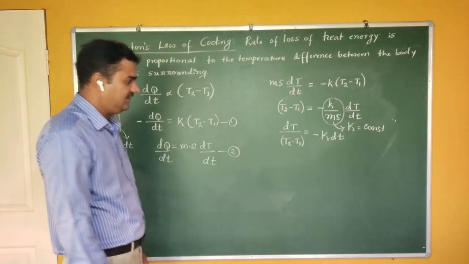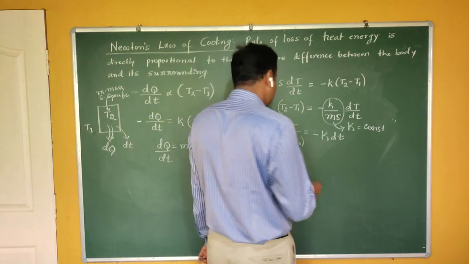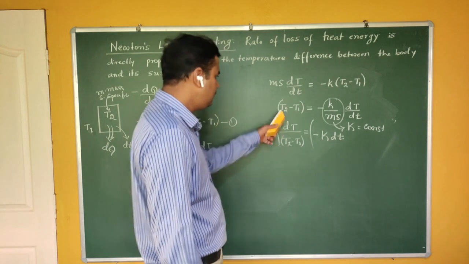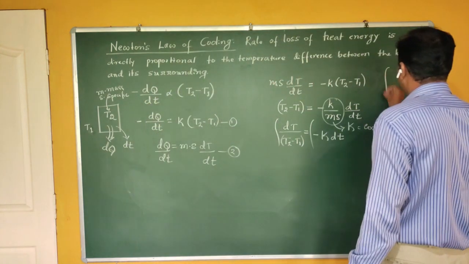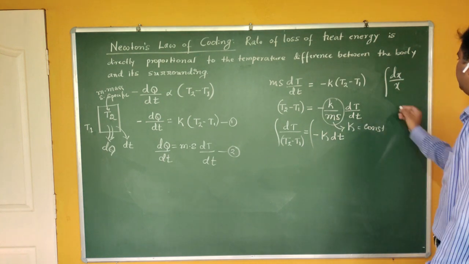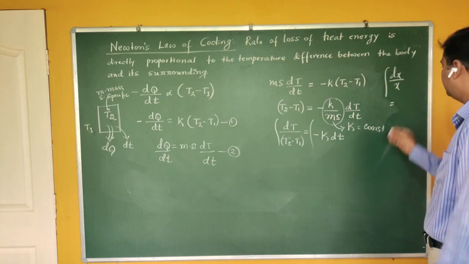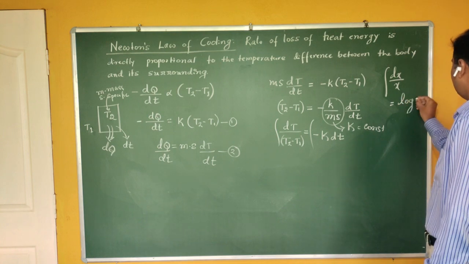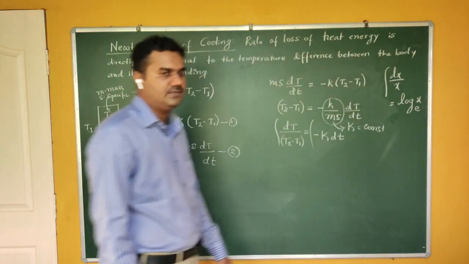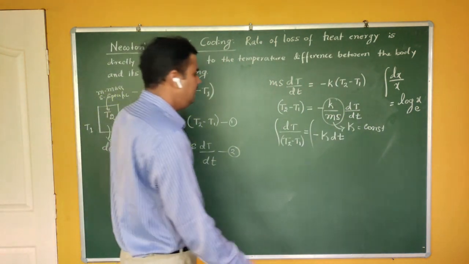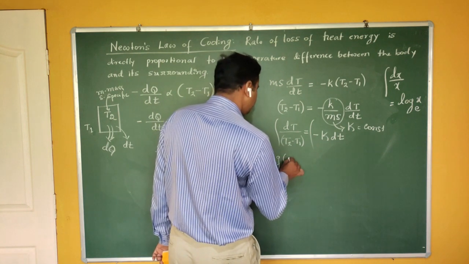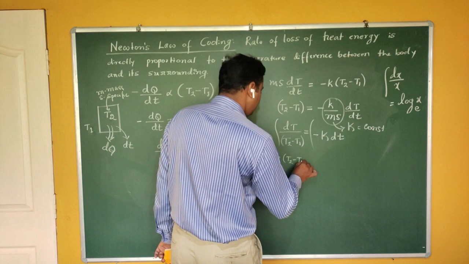Next is integration. In the second PUC, you will be aware of integration. If you integrate on both sides of the equation, this is of the form integration of dx by x. The integration of dx by x can be written as log of x to the base e. This is a standard formula in integration, which you are going to study in the second PUC. So directly I can write log of T2 minus T1 to the base e.